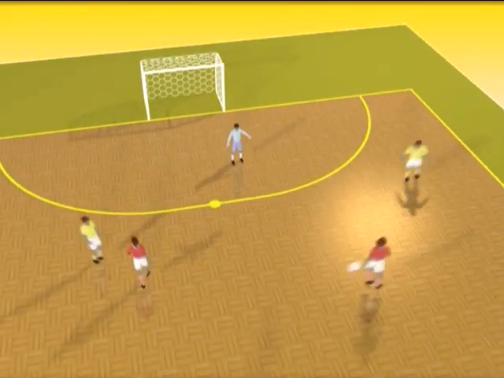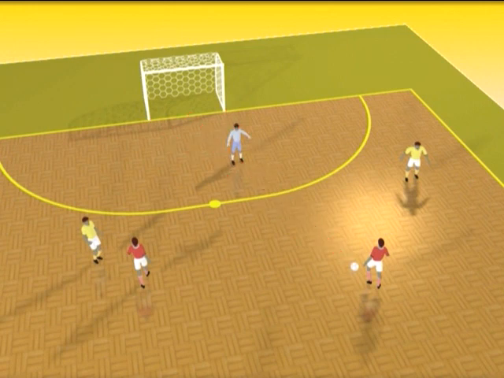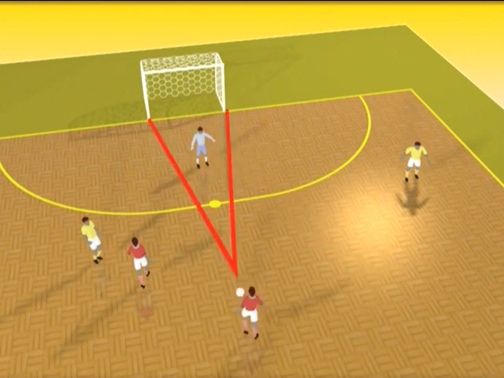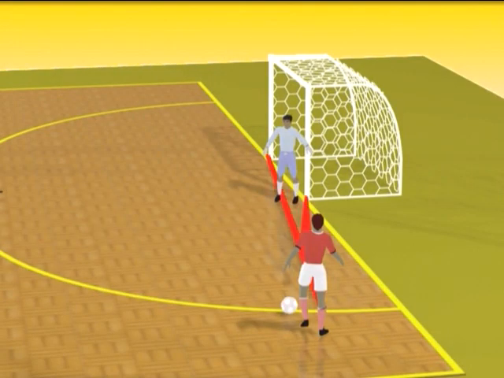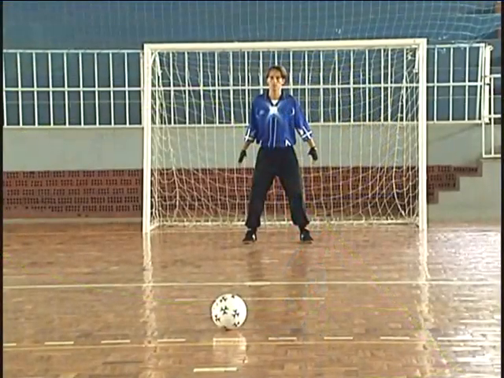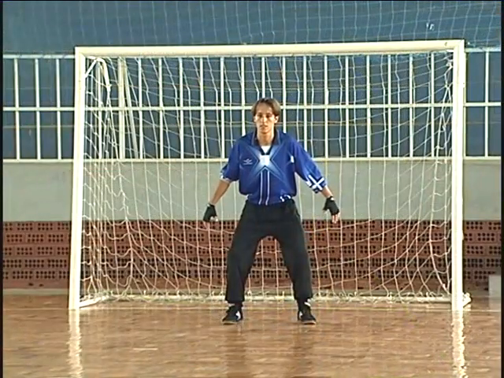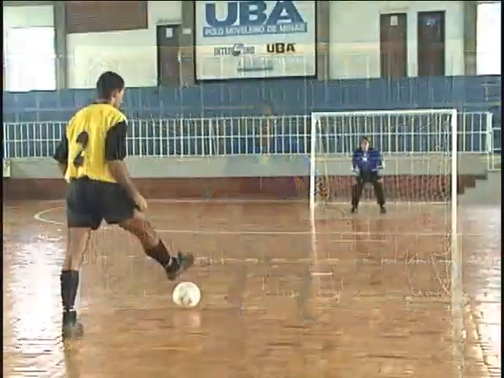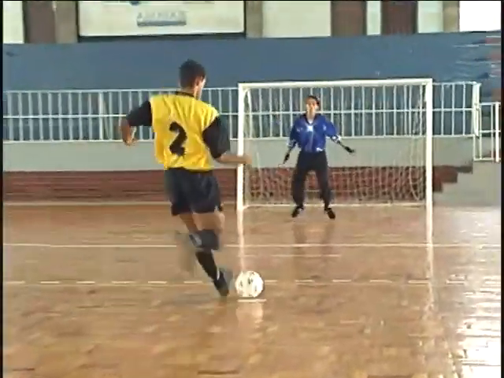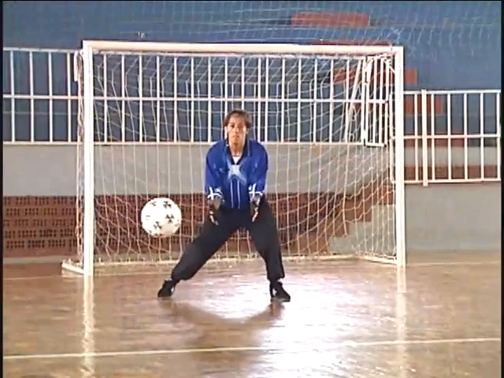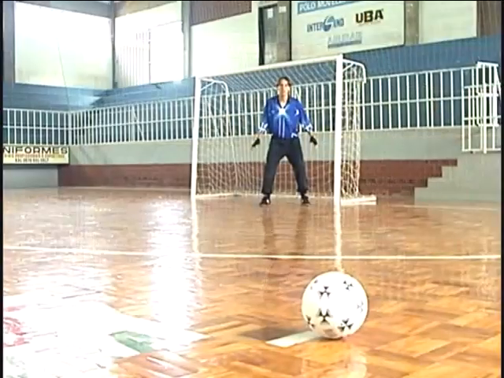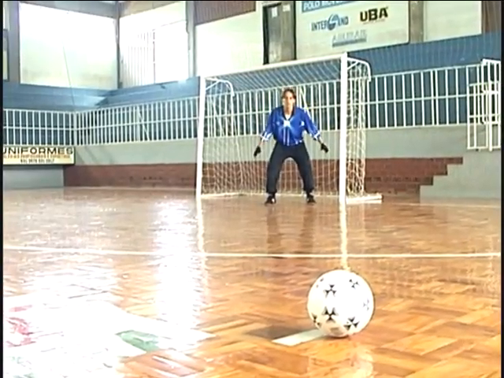He should be in the center of the triangle formed by the two goalposts and the ball. The closer the goalkeeper is to the ball, the smaller the attacker's angle. If the ball is in front of the goal, the goalkeeper should be positioned in the center of the goal, approaching the ball to diminish the angle of the attacker. If the ball is on the side of the court, he should position himself close to the post on the side of the action of the play.